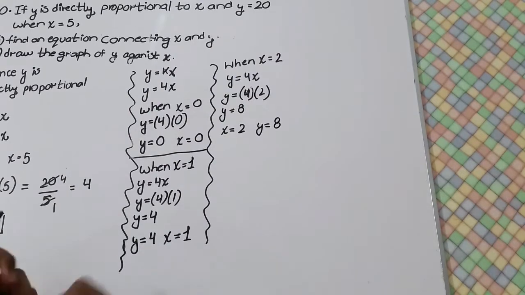So we have come up with 3 values in this, and now we are going to plot these values in the graph. So let's start plotting of the graph.